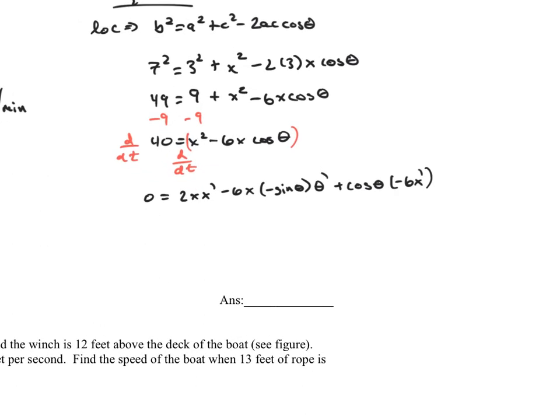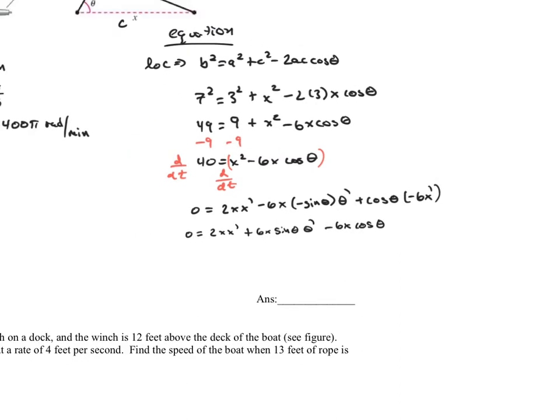All right, let's see what we got here. Let's see if we can clean this up. So here we have 0 equals 2x x prime. Then we would have plus 6x sine theta theta prime. Then we would have minus 6x cosine theta. All right. So what do we have to do from here? Sorry, looking back, I said it was minus 6x cosine theta. That's not. That's a minus 6x prime cosine theta.